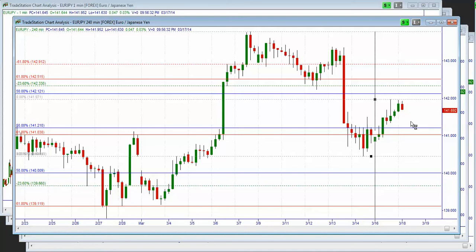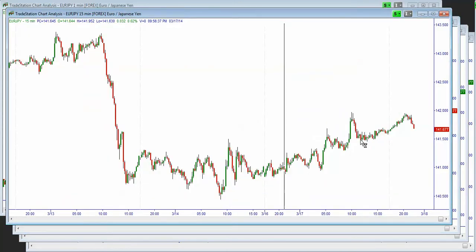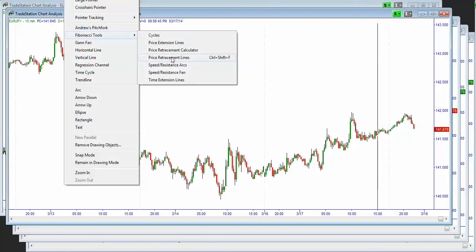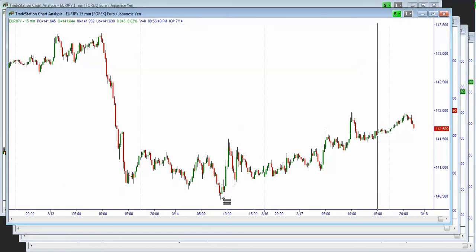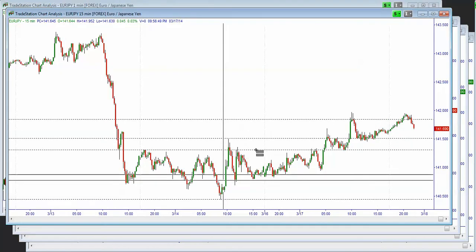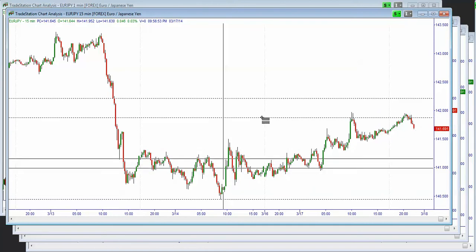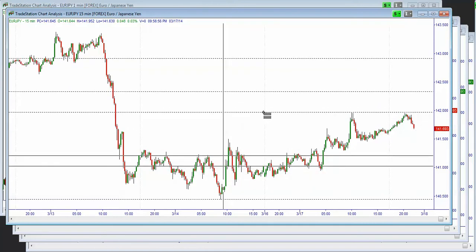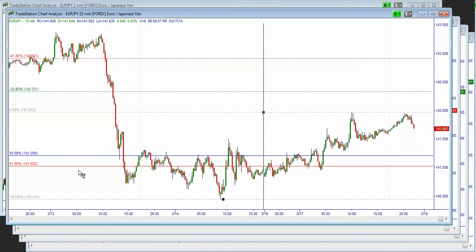However, if 142.12 trades first, and we break the sequence of measured moves, then we have to be very careful because the shorts could be in place. So we have to be a little bit careful in this market, and the good thing to do is see how it's going to behave at this 141.20.